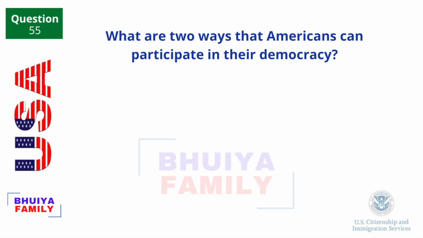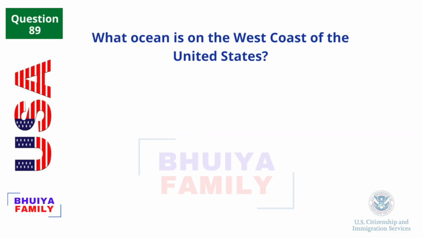What are two ways that Americans can participate in their democracy? Vote. Join a political party. What ocean is on the west coast of the United States? Pacific Ocean.